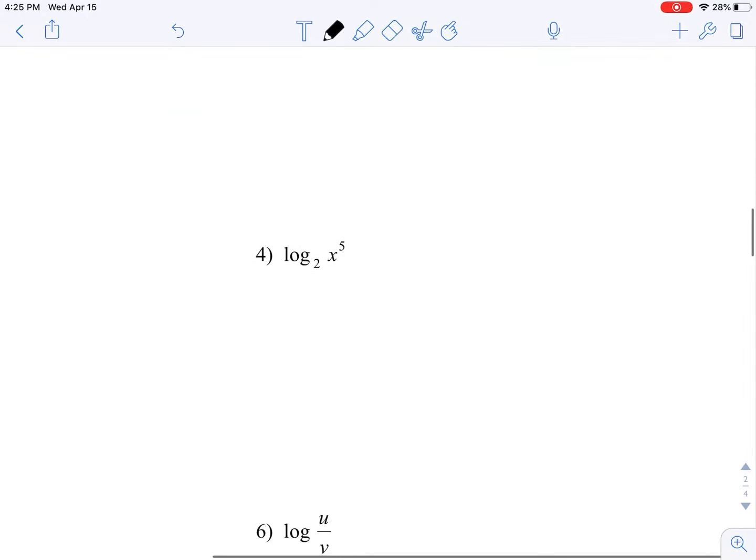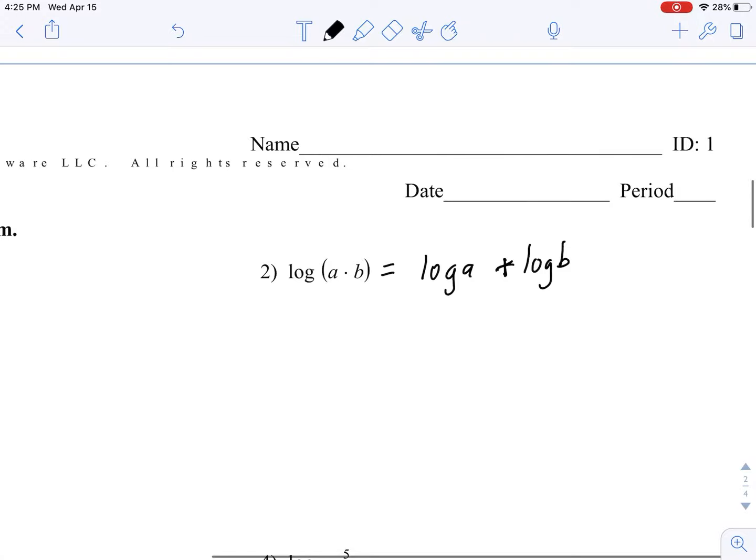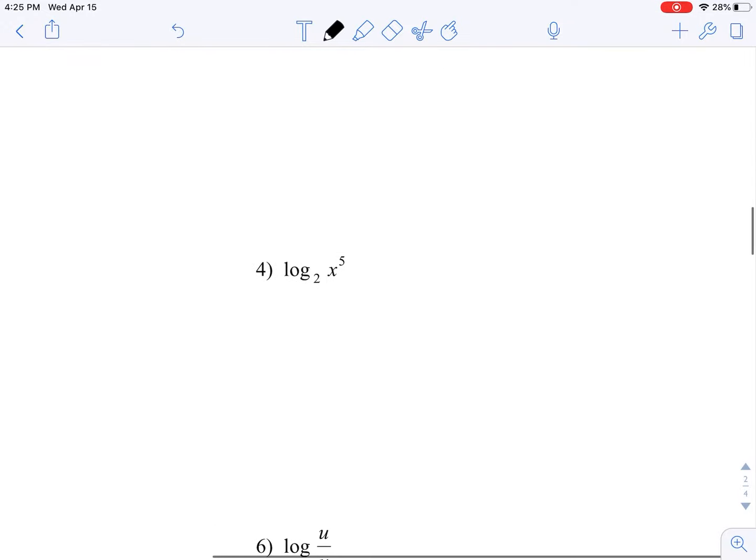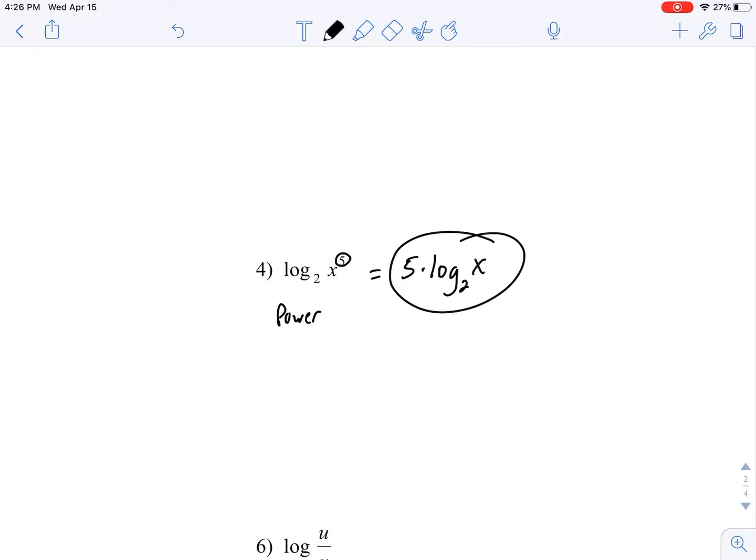Number 4, log base 2 of x to the 5th power. So this one, we're going to use the power property. I'll just make little notes of what I'm doing here. Since we have an exponent or a power, we're going to do the power property. So that means that this 5 comes down in front of the logarithm. It gets multiplied. So 5 times log base 2 of x. And then, of course, there's no 5 there anymore. And that's it. That is considered expanded.